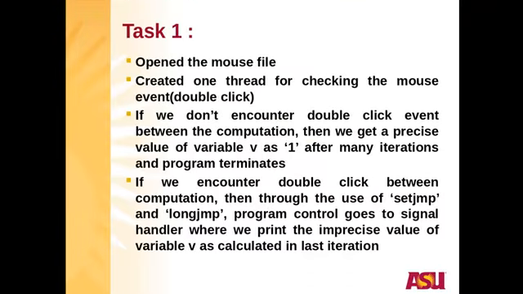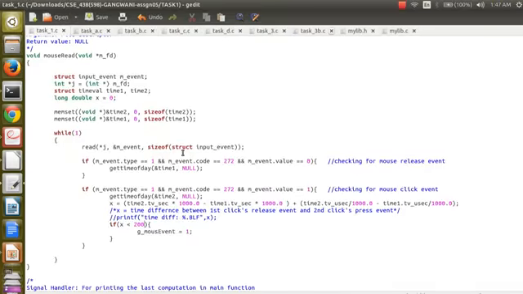I opened the mouse file and created one thread for creating the mouse event, that is double click. If we don't encounter a double click event during the computation, then we get a precise value of variable v as 1 after many iterations and the program terminates. If we encounter a double click between computation, then through the use of setjmp and longjmp, the program control goes to the signal handler where we print the imprecise value of v as calculated in the last iteration. Let me show the working of the program.